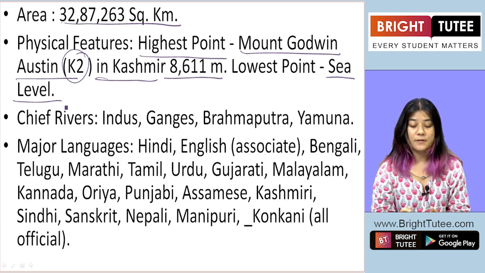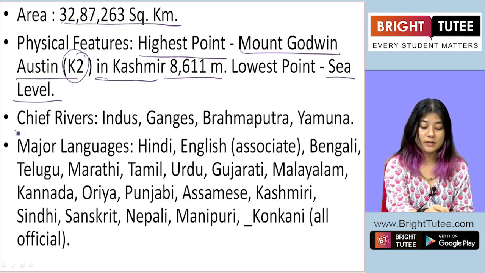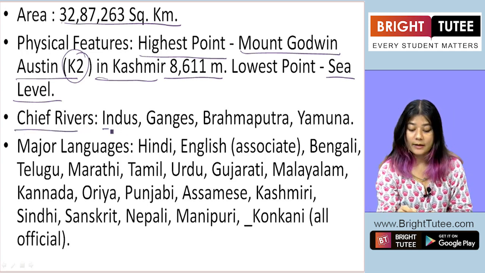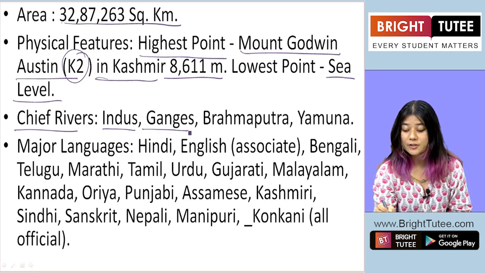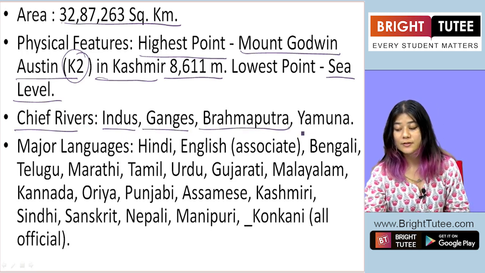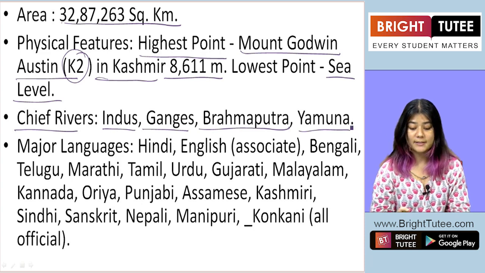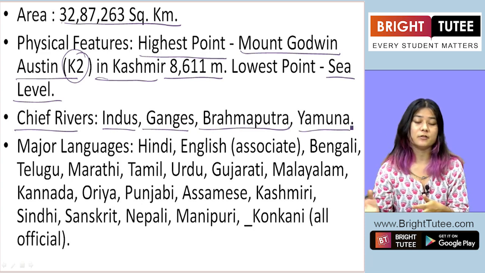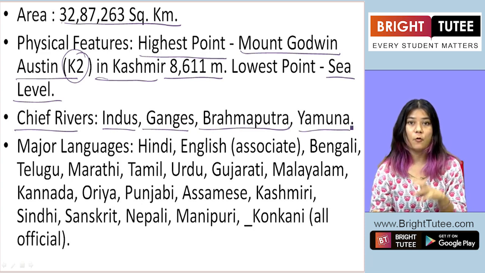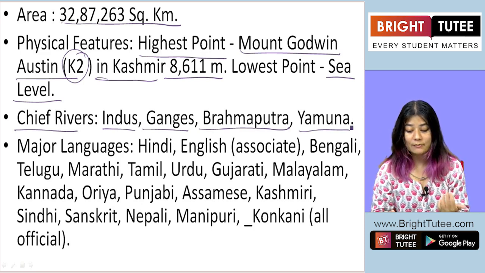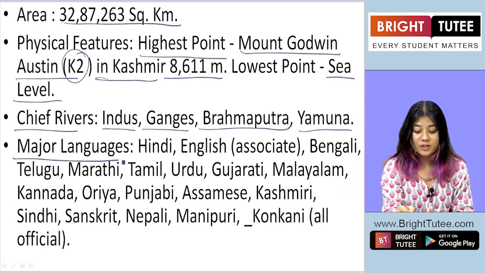Now the lowest point of India is the sea level, the level of the sea, okay. Some of the chief rivers or important rivers of our country are Indus, River Ganges, Brahmaputra and River Yamuna. Alright, there are many rivers, okay, but these are the chief or the major rivers.